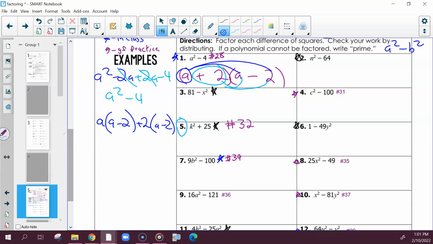Number 2. We have a perfect square variable. We're subtracting. So what times what will give you n squared? N. And then what times what will give you 64? We have plus and minus, and that would be our answer. Again, it doesn't matter whether you put the minus or plus first. However, the order in which you put the variable and the number may matter depending on how it is originally, like in number 3.